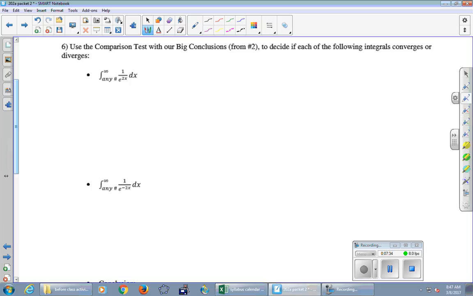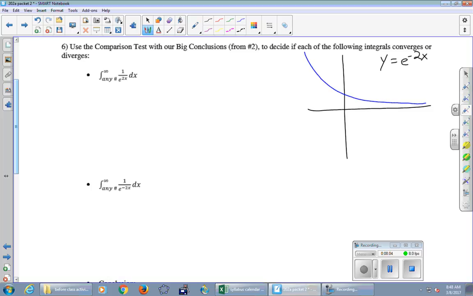So the first integral, from any number up to infinity of 1 over e to the 2x. Let's just think for a second about the graph of 1 over e to the 2x. You guys agree that is the same as e to the negative 2x? Is that an exponential growth or an exponential decay? That's an exponential decay, and we know exponential decay functions look like this, right? So there's the graph.